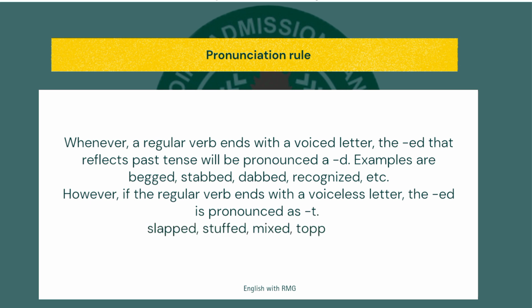Recognize ends with z, a voiced letter. So when you want to pronounce the past tense, you say what? Recognized. However, if the regular verb ends with a voiceless letter, the ed is going to be pronounced as t. So slap ends with p, voiceless. So it's going to be pronounced as what? Slapped. He slapped the boy.